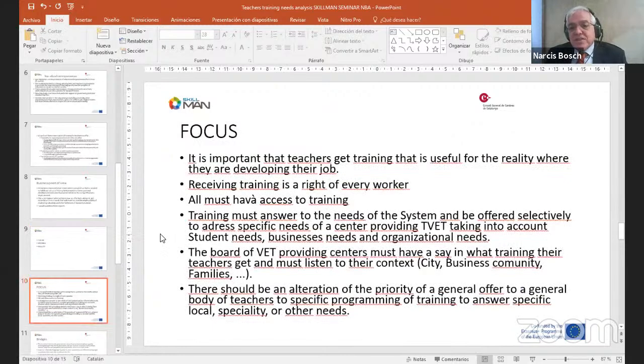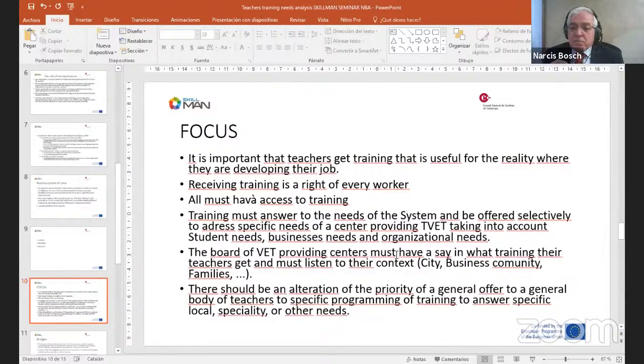It is important that teachers get training that is useful for a reality where they are developing their job. Receiving training is a right of every worker. All must have access to training. Training must answer the needs of the system and be offered selectively to address specific needs of a center providing TVET, taking into account student needs, businesses' needs, and organizational needs. This last should be the first to be considered.